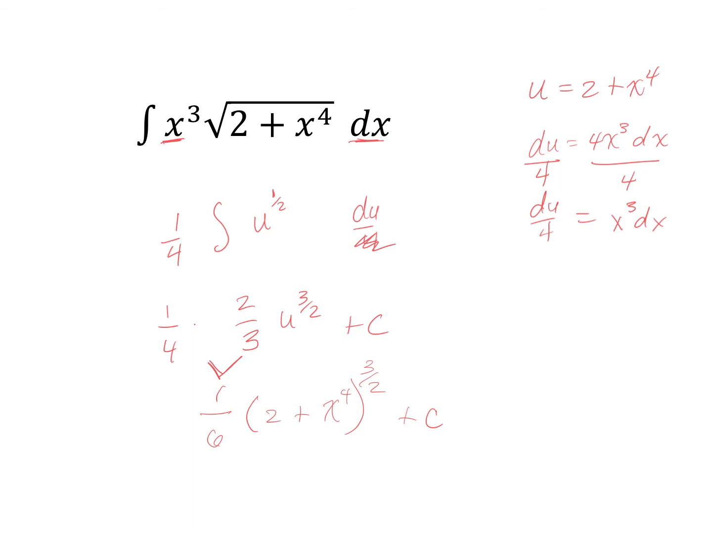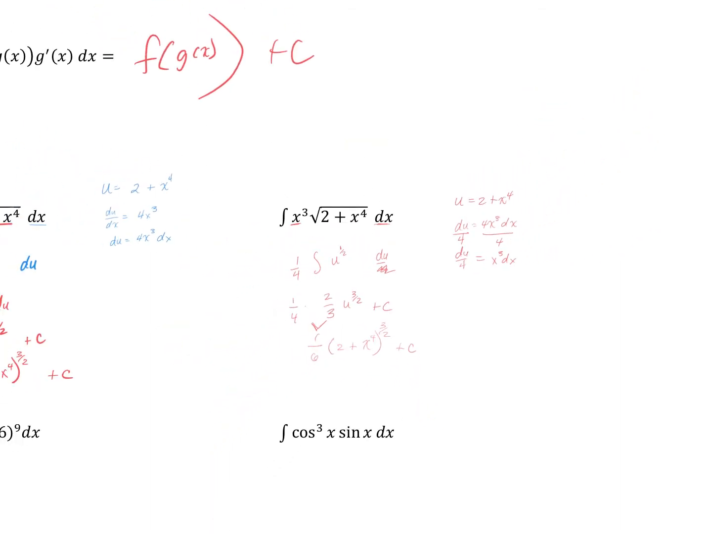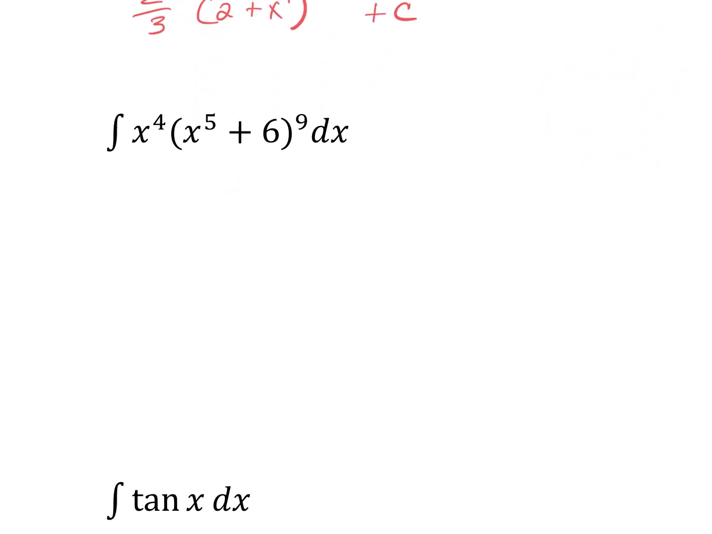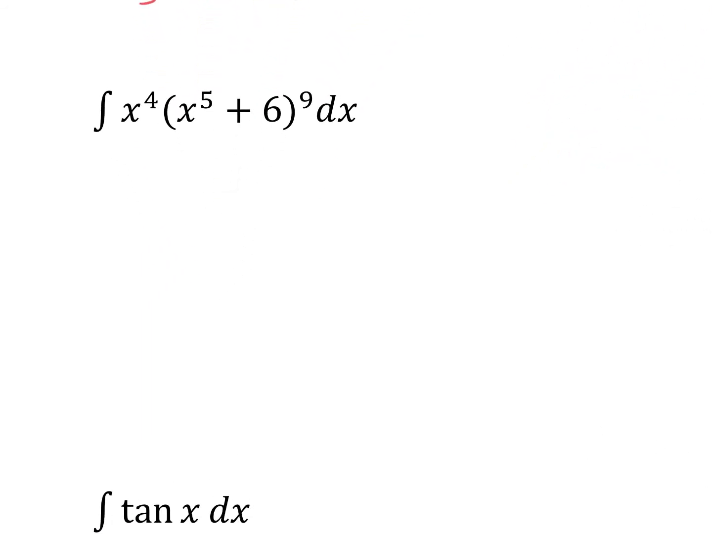Is this familiar? So far, are these examples pretty decent? And everything else is just going to be slightly more complicated versions of this. Okay, so let's look at, say, this one. What would you like me to use for u? x to the 5th plus 6. x to the 5th plus 6.